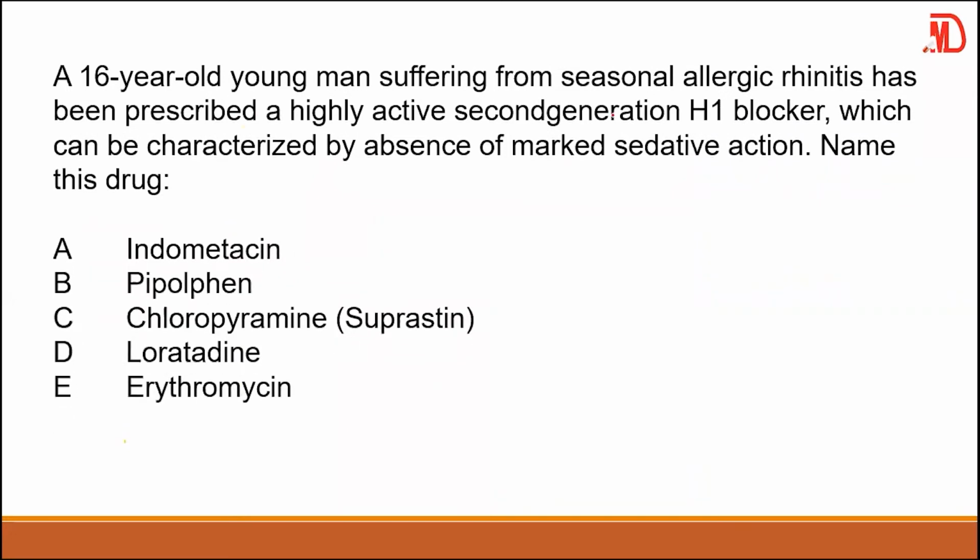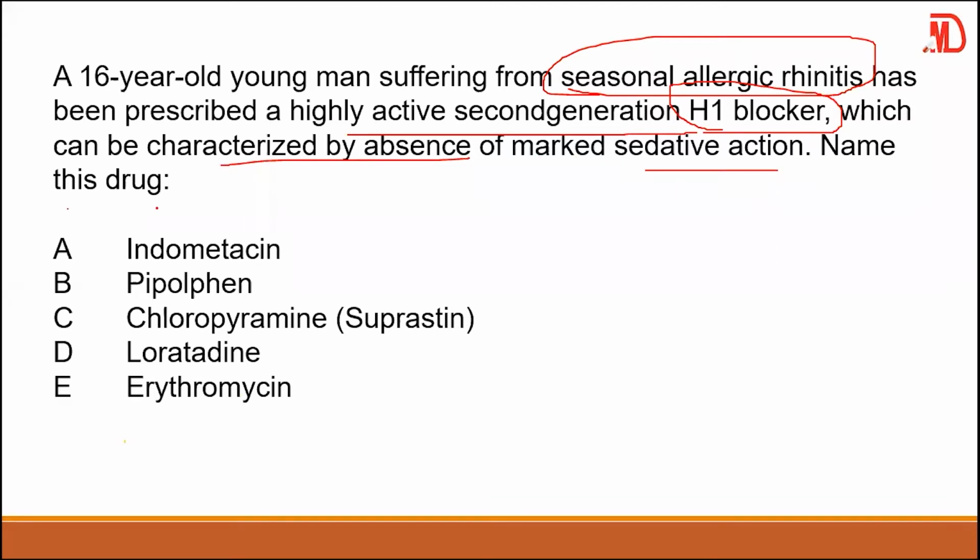A 16-year-old man suffering from seasonal allergic rhinitis has been prescribed a highly active second-generation H1, that histamine 1 blocker, which can be characterized by the absence of marked sedative action. Name this drug. What it means is that we are having what? Allergic reaction. We are giving a drug that can block. Of course, we know it is histamine activation that leads to the reactions, isn't it? So now we want to prevent this thing from happening. And of course, what are you going to do? You are going to use what?